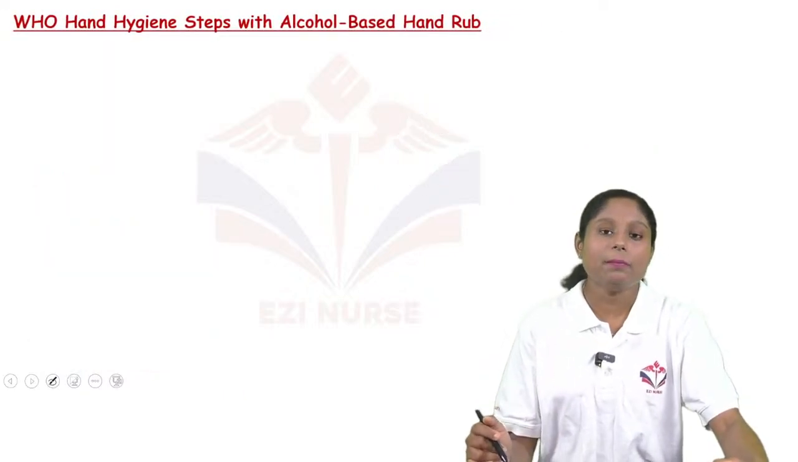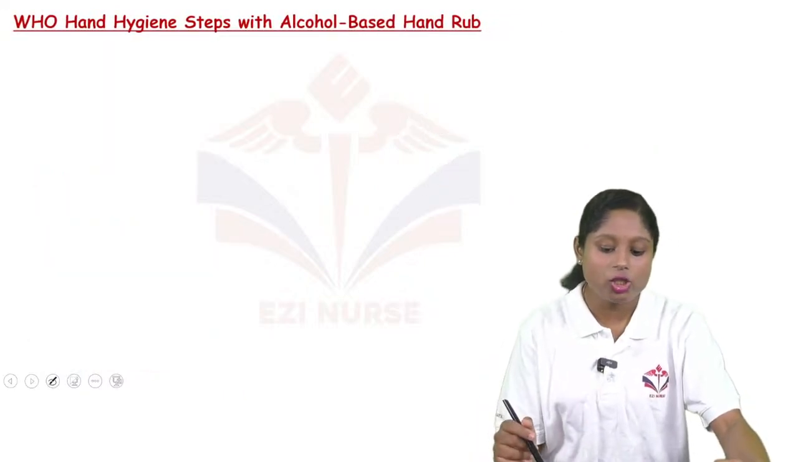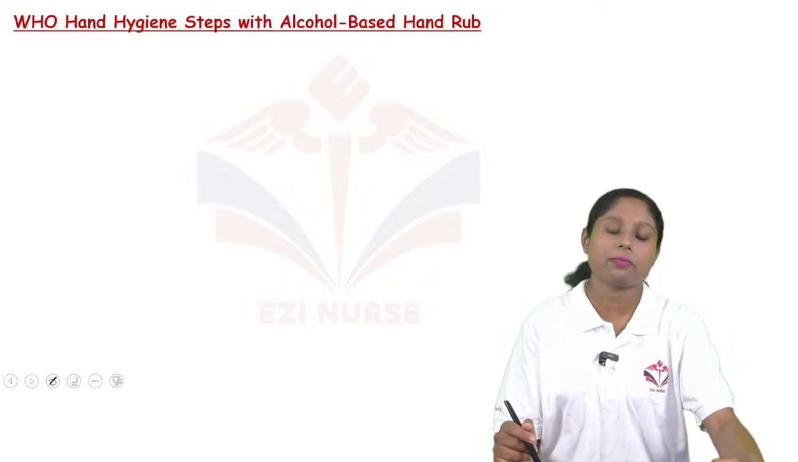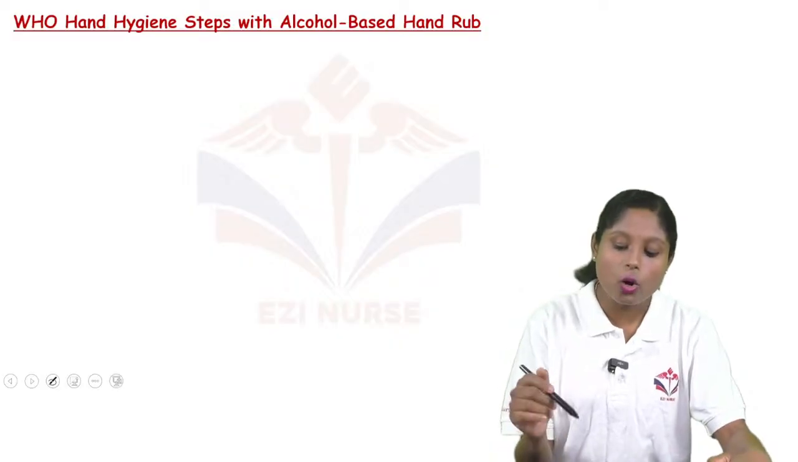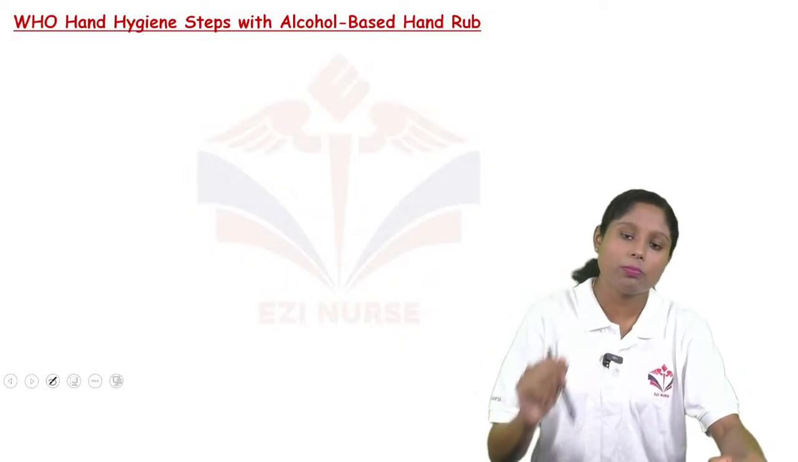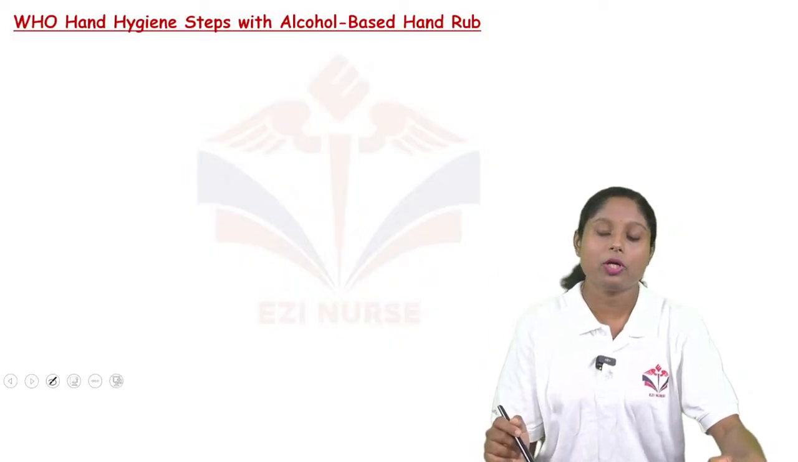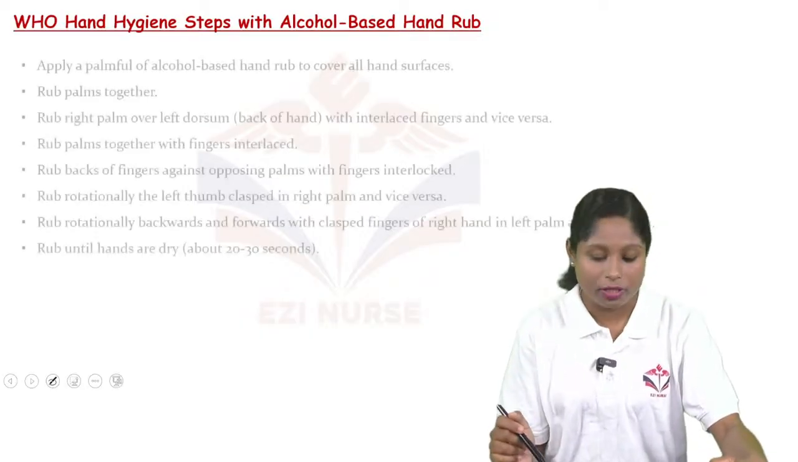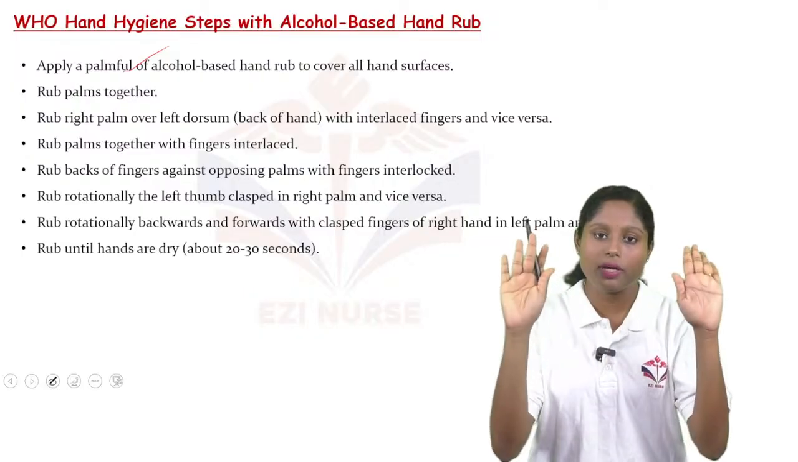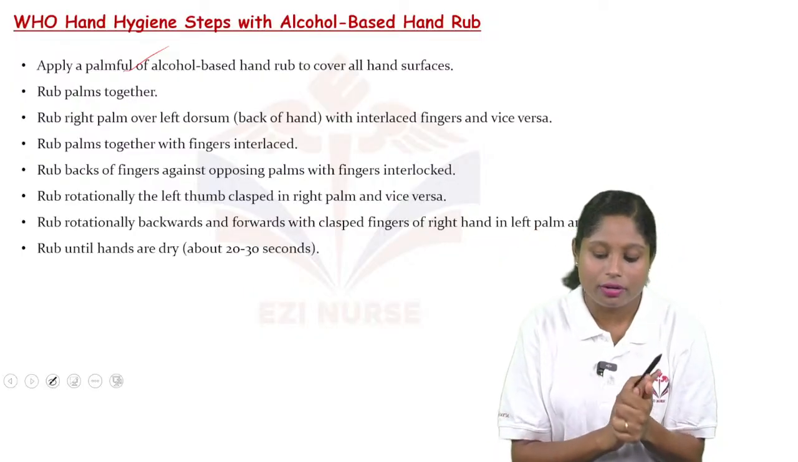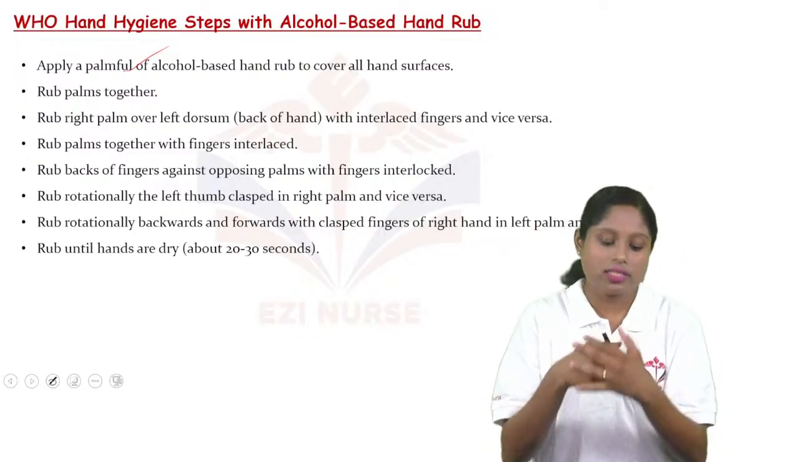Next we'll see WHO hand hygiene steps with alcohol-based hand rub. So World Health Organization hand hygiene steps with alcohol-based hand rub. We are using alcohol-based hand rub. What are the WHO hand hygiene measures? So apply a palm full of alcohol-based hand rub to cover all hand surfaces.